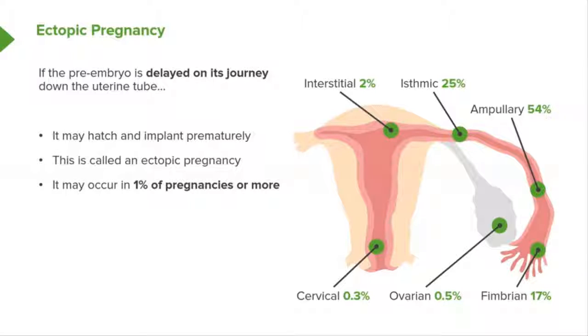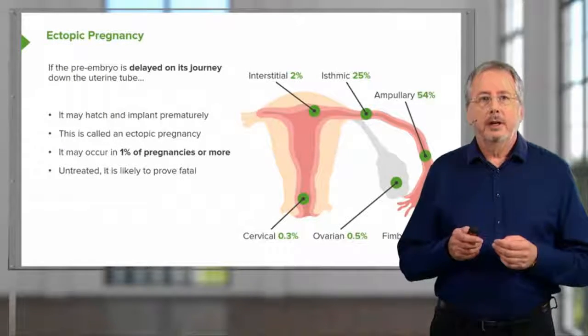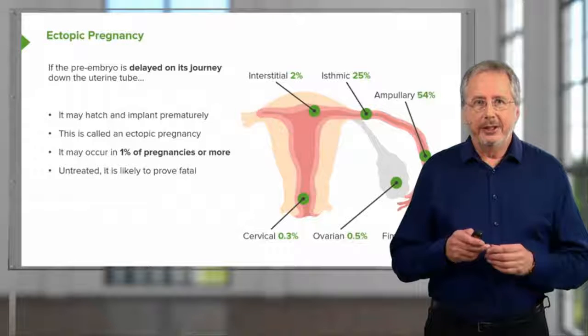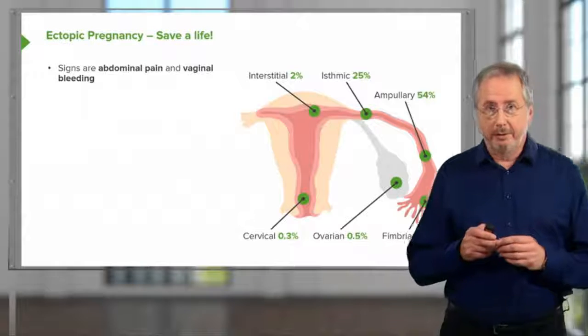Now, this process of implanting in the wrong place, this ectopic pregnancy, can occur in as many as 1% of all pregnancies, and therefore it's a relatively common event and one which is serious and potentially life-threatening. If it was undetected and the developing pre-embryo reached a major blood vessel, then that rupture could lead to the mother bleeding to death. So if you're thinking of studying medicine, it's the kind of thing you would need to be very alert and aware of.